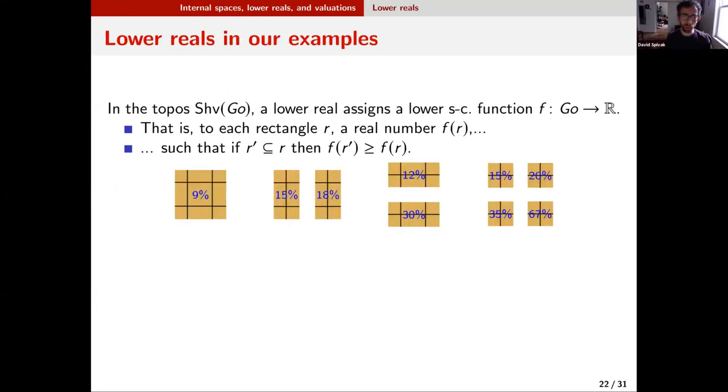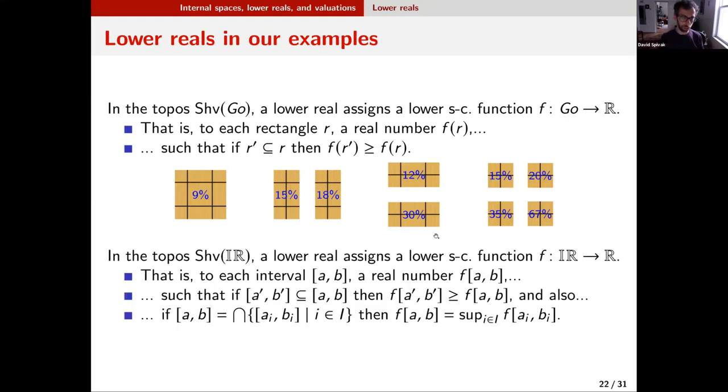So in our example of Go, a lower real would assign a number to every open, to every rectangle. And when you take a sub-rectangle, that number could go up. So maybe from here all the way to here, it doesn't have to go up, but it could go up. So it says the likelihood on this rectangle is 9, the likelihood on this rectangle is 15, 18, 12, 30, all this stuff. So it's just an increasing bunch of numbers, in this case between 0 and 1, but just numbers.